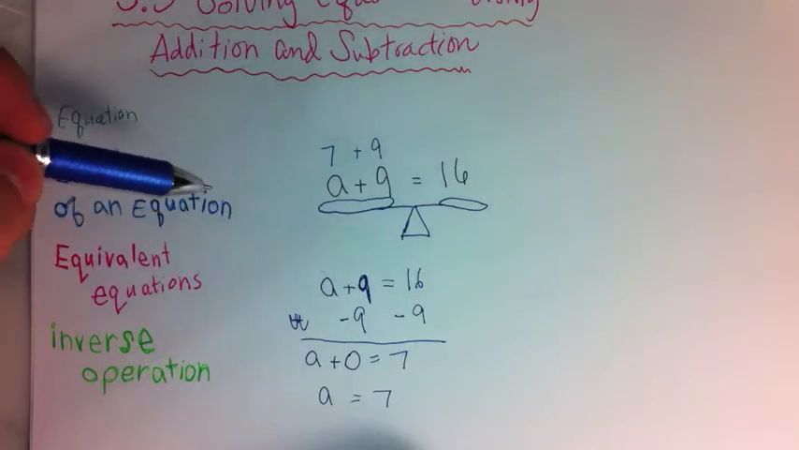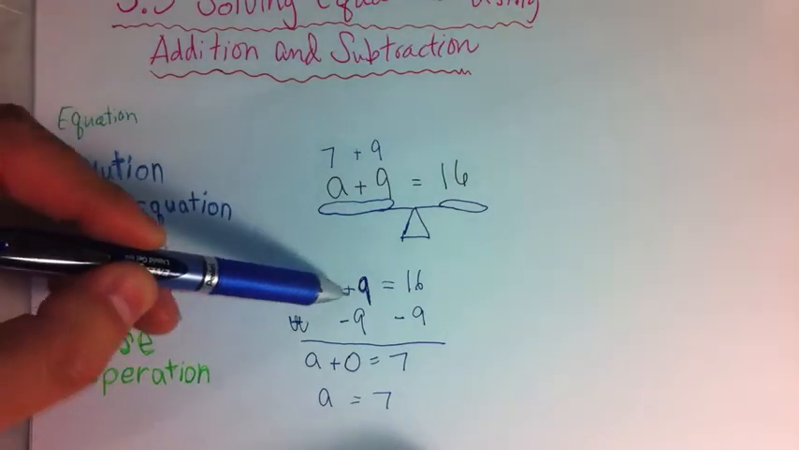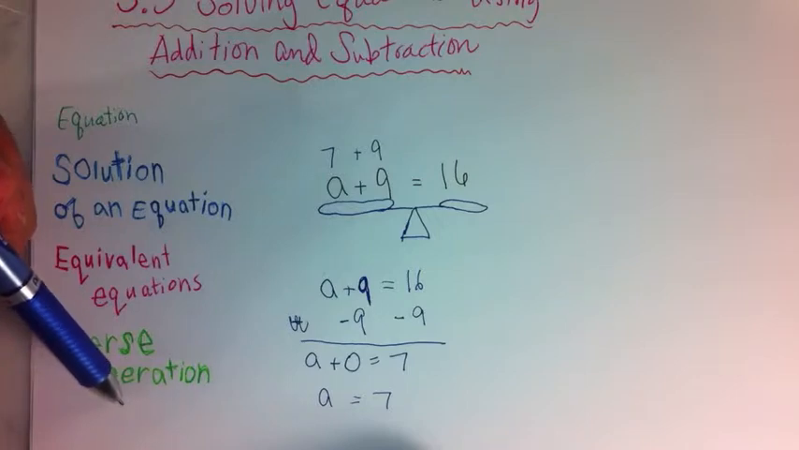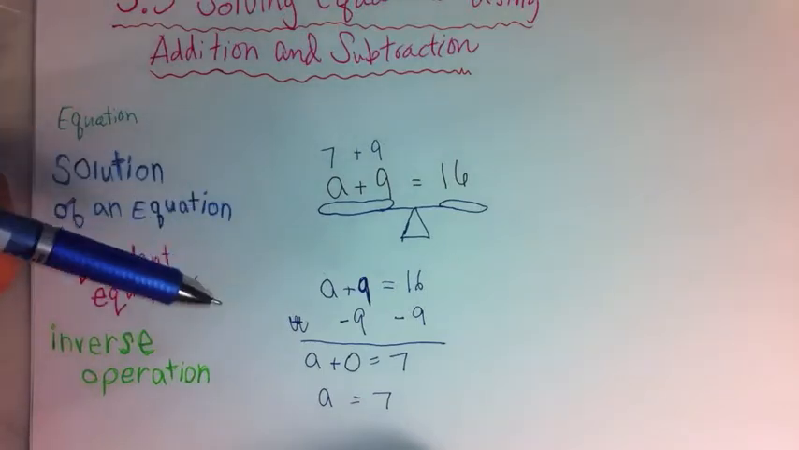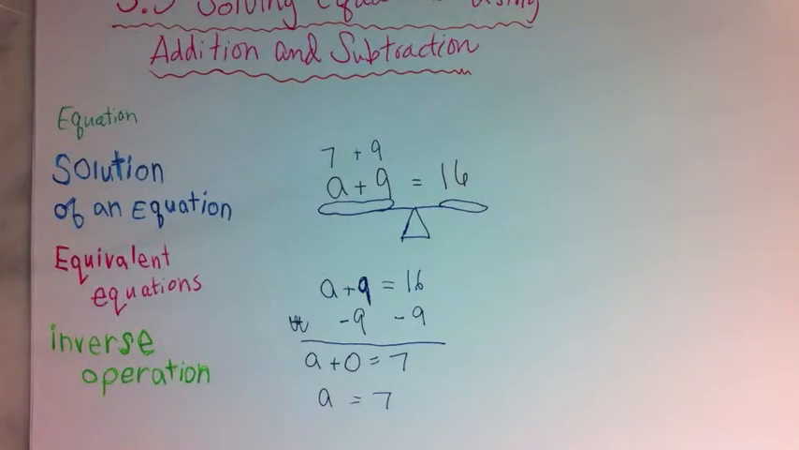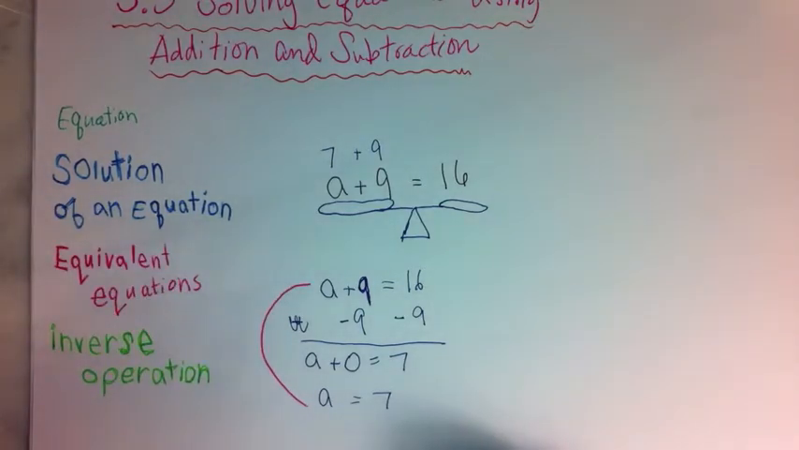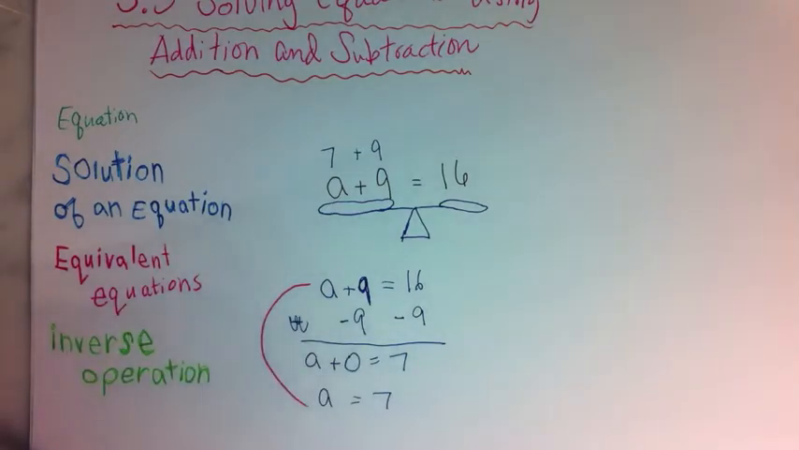Okay, now this brings in two things. There are two other terms we need to learn about. The first one is equivalent equations. Now here's the deal, guys. A plus 9 equals 16 is equivalent. Equivalent means kind of the same. It means the same, but it looks a little bit different. But it has the same value. A plus 9 equals 16 is an equivalent equation to this one right here. They're equivalent equations because they came from the same problem and they equal the same thing. They came from the same balance scale.